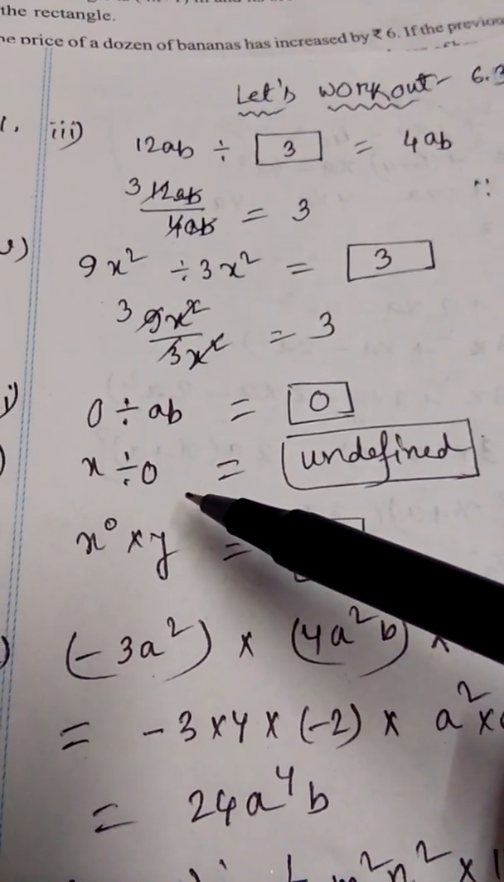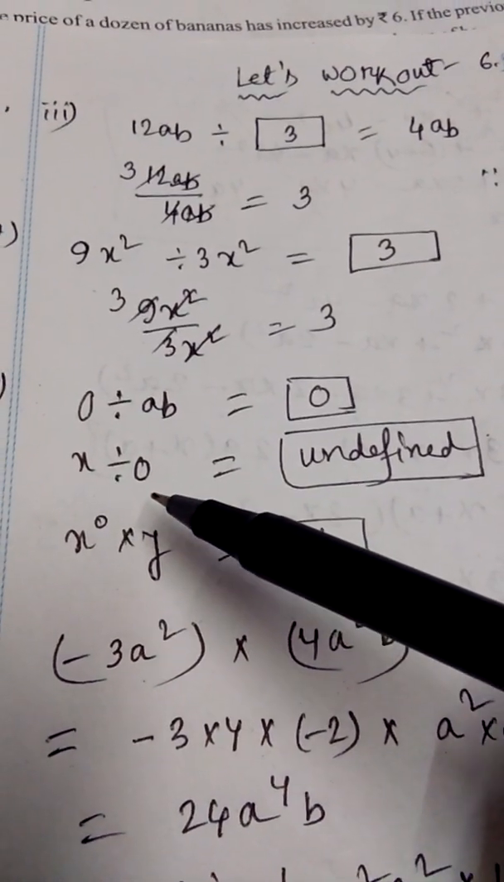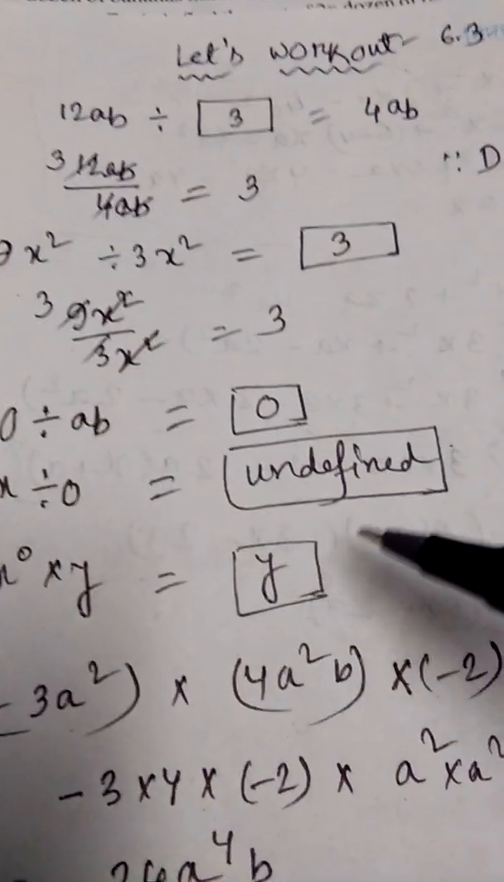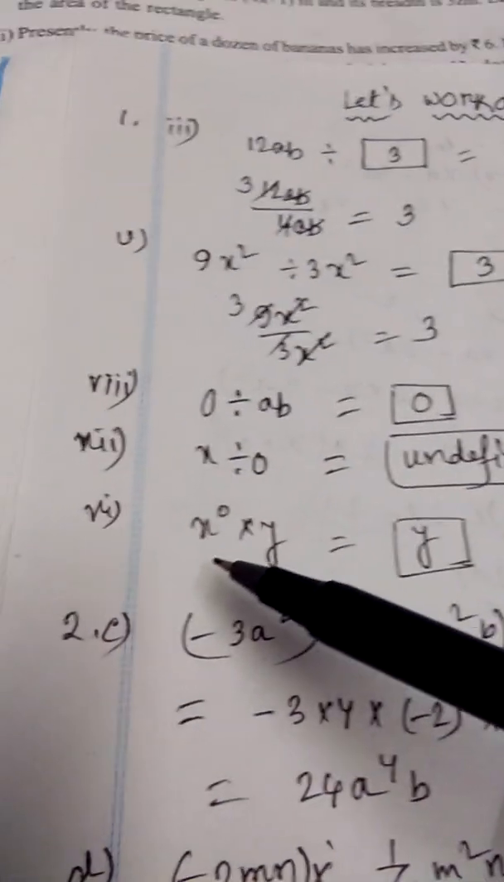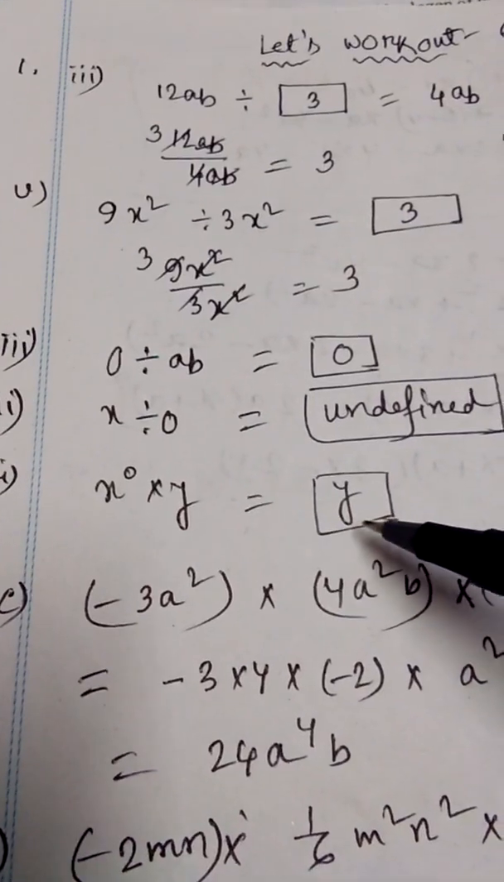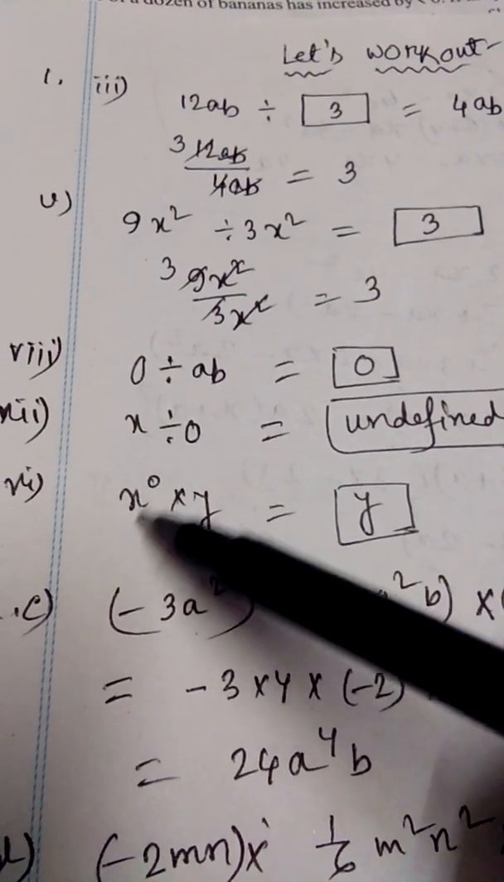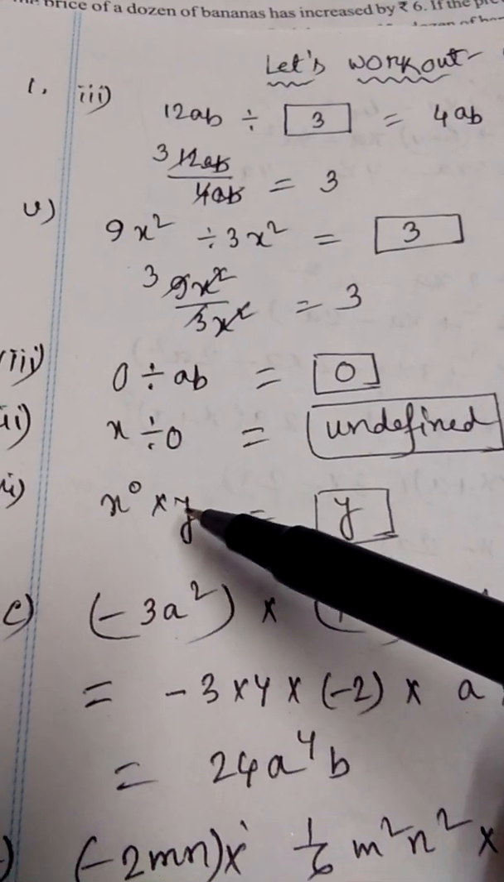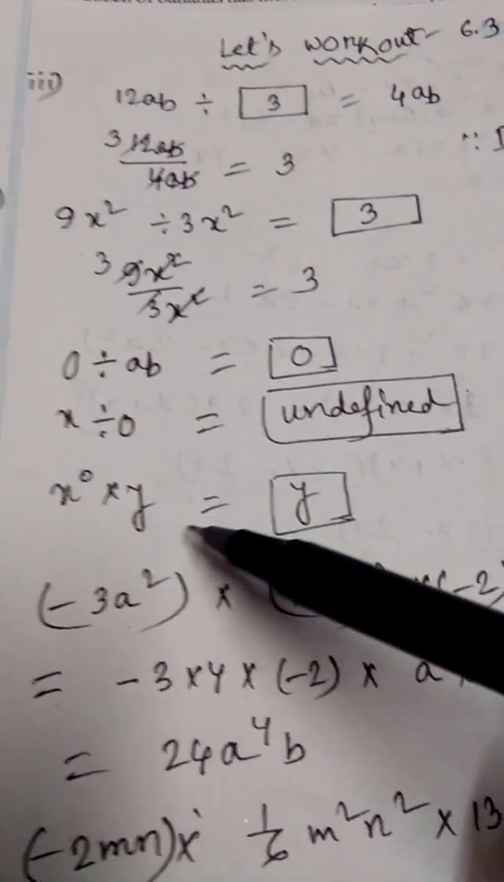That is, division by 0 is undefined. x to the power 0 into y equals y. The value of x to the power 0 is equal to 1. We saw this in the chapter on indices. 1 into y equals y.